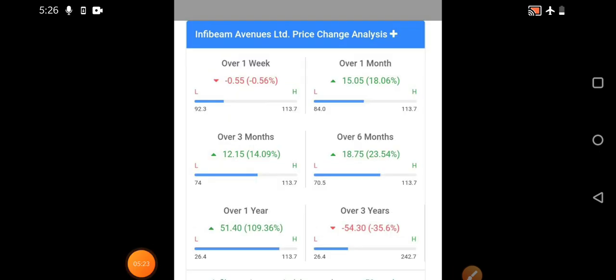Next, when you see returns wise, for 1 week it was roughly flat. A little consolidation, accumulation was seen. We know that 1 week back it gave a gap up opening, later it tried to fill that gap and went sideways. And if you see, 1 month 18% returns, 3 months 14, 6 months 23, 1 year 100% returns, roughly more than that. And you can see 3 years minus 35.